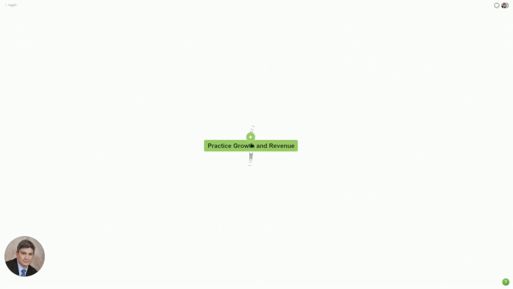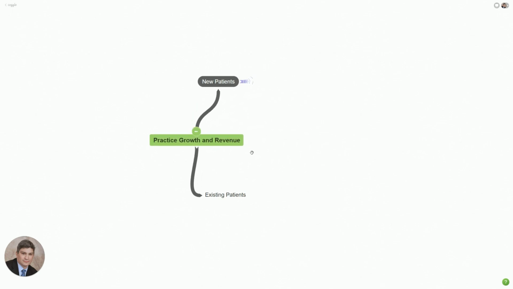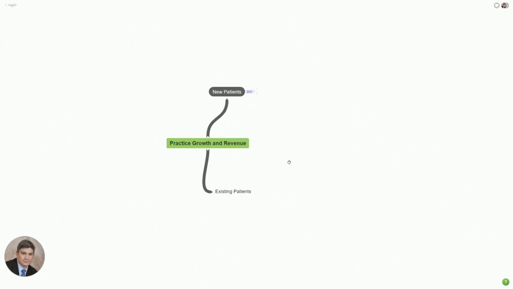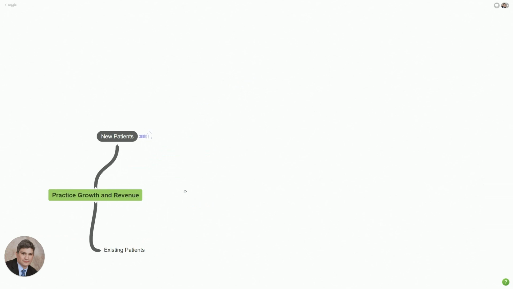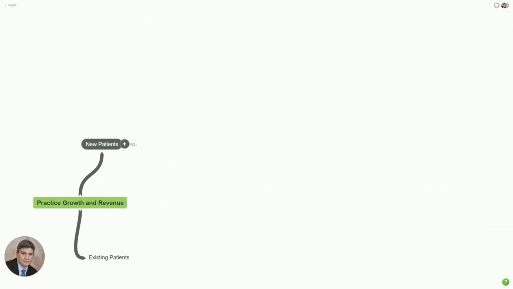So for practice growth and revenue, we generally have two ways. We have existing patients and we have new patients. Obviously, internal referral systems and keeping existing patients happy is very important, but that for now is not the subject. So for new patients, how do we get new patients? Well, there are two ways. There's other marketing, which we're not going to get into now. There's mailers, there's sponsoring a sports team, there's all sorts of things, community work. But today we're going to talk about internet marketing.